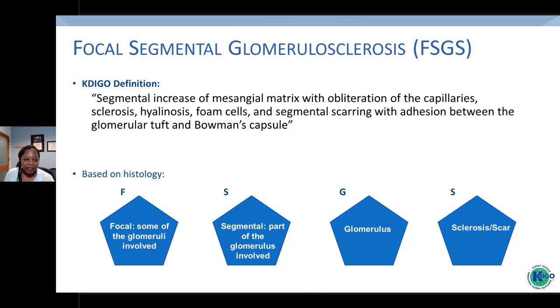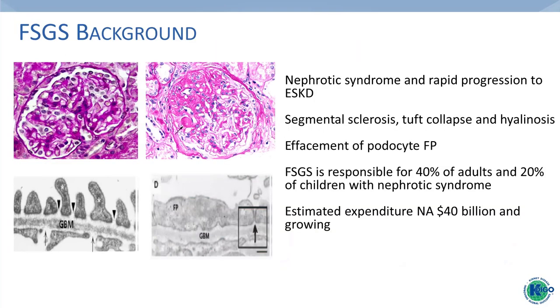So on histology, the F stands for focal, meaning some of the glomeruli are involved as opposed to diffuse. Segmental, part of the glomerulus is involved as opposed to global. And then G for glomerulus, of course, and S representing scar. FSGS is a common cause of nephrotic syndrome and rapid progression to end-stage kidney disease.